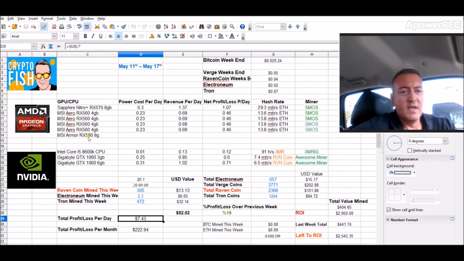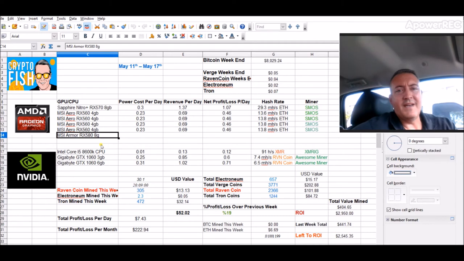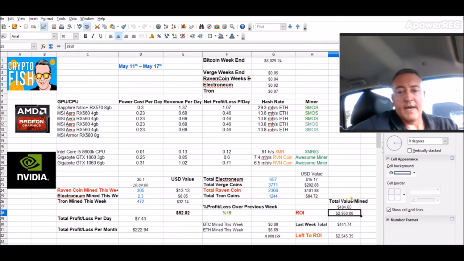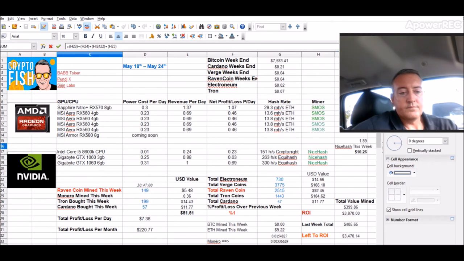Mining cryptocurrency. I did at this point order an RX 580 8 gig. So now I'm going to have 4, 5, 6, 7, 8 total GPUs. But I still didn't have that 580 in, so those tallies weren't evident yet. So I added this graphic of ROI going forward just to keep a tally of how much I've spent on all of this equipment, and that at that point was $2,950, with the total value mined that week of $404.